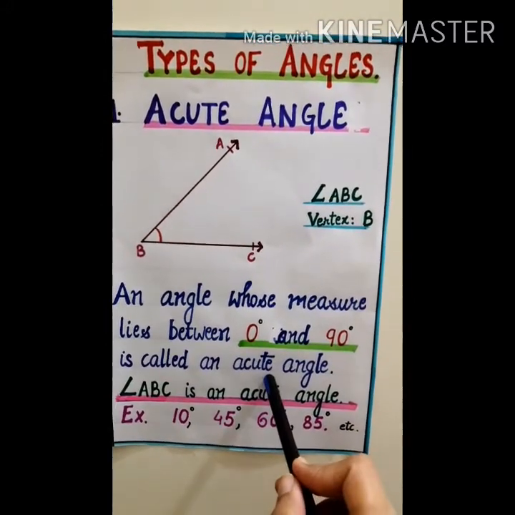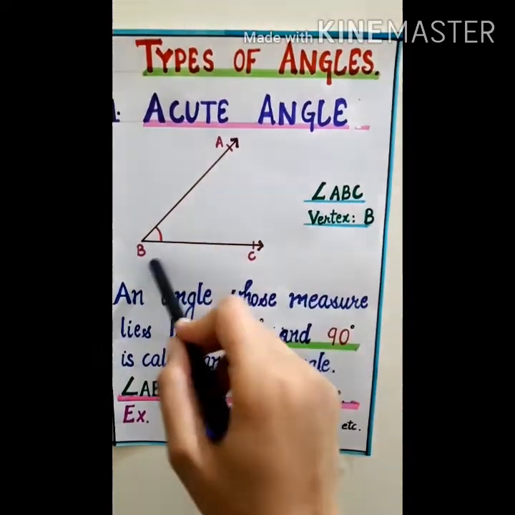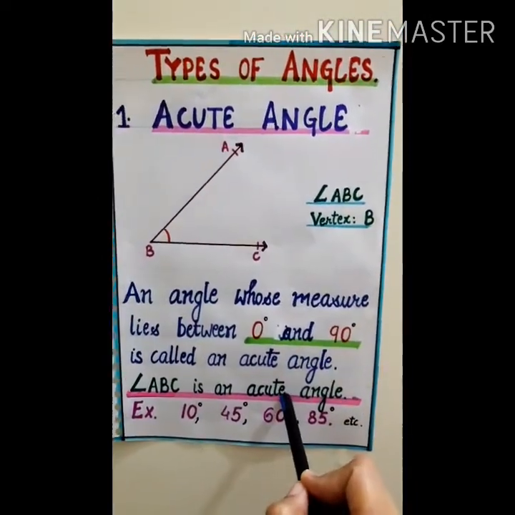So these types of angles are called acute angles. Here angle ABC is an acute angle.